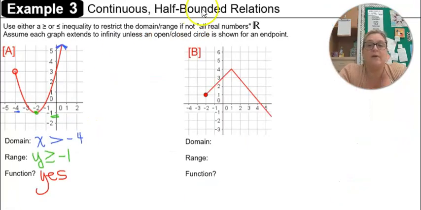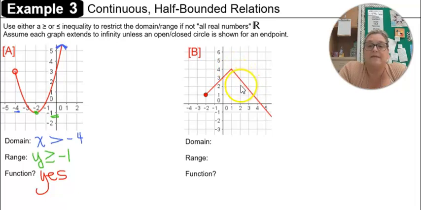Now in example 3, we have half-bounded intervals, right? The x only has values greater than -4, so we have one real number endpoint, but the other end is going up forever, up to positive infinity in both the x and the y direction. So we call these intervals half-bounded. Okay, let's take a look at example B. So here we have a V-shaped graph that's called an absolute value graph, and we're going to look more at absolute values in later chapters as well.